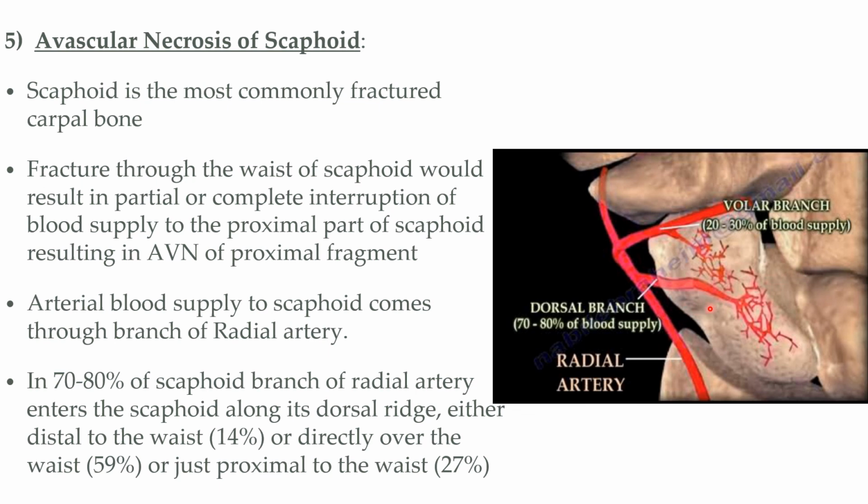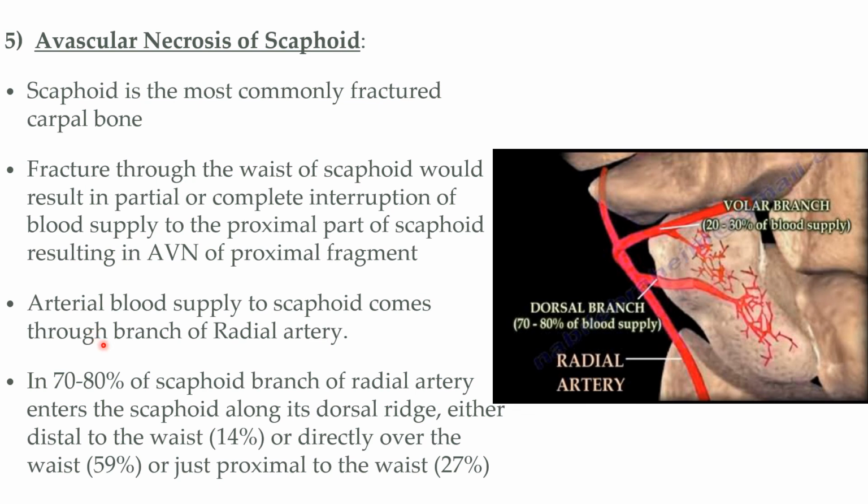In this condition, the branches which are providing blood supply to the proximal part of the scaphoid will be hampered or will get damaged. As a result, due to the lack of blood supply to the proximal part of the scaphoid, this part will undergo avascular necrosis. So this is the anatomical basis of the avascular necrosis of the proximal part of the scaphoid.